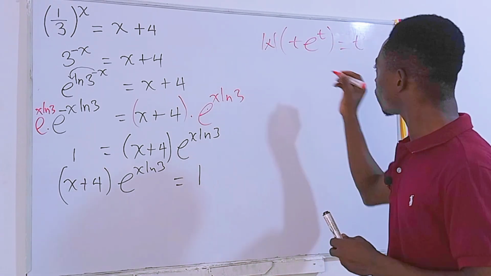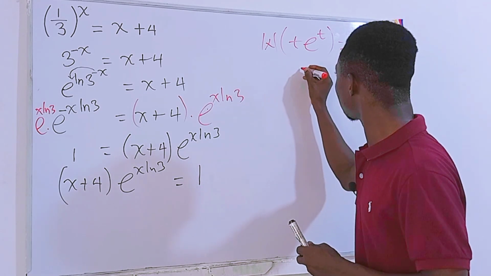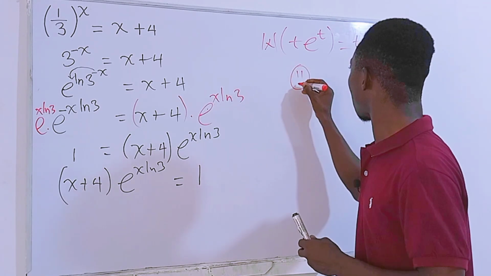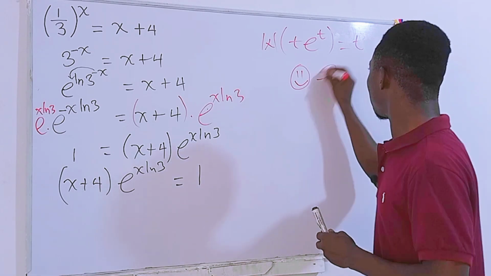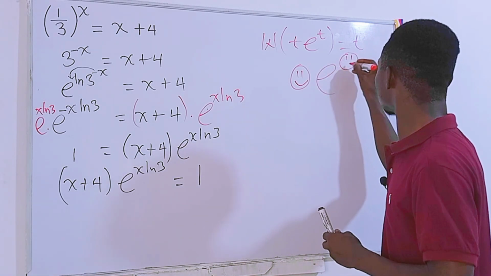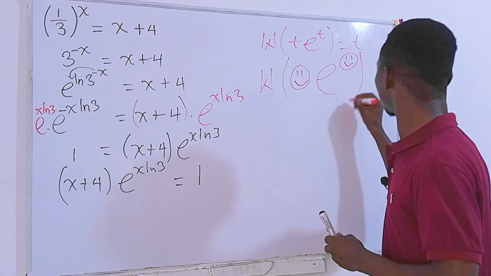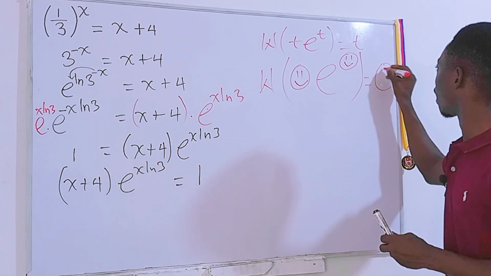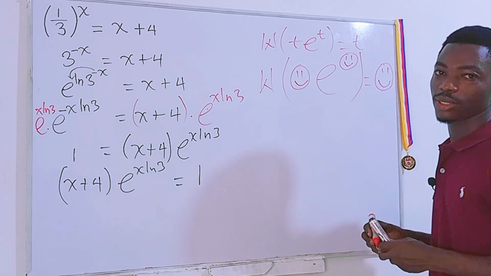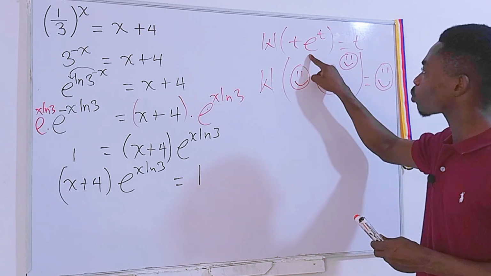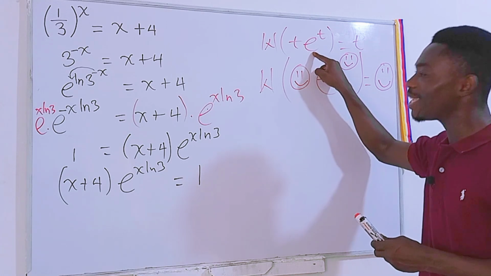In other words, if you have anything at all, in fact, anything, if you have your emoji, just like a smiling emoji like this, times e to the power the same thing just like that. If we take the Lambert W function on this, we will still be getting our emoji back. So pay attention, and always this right here should be e always.